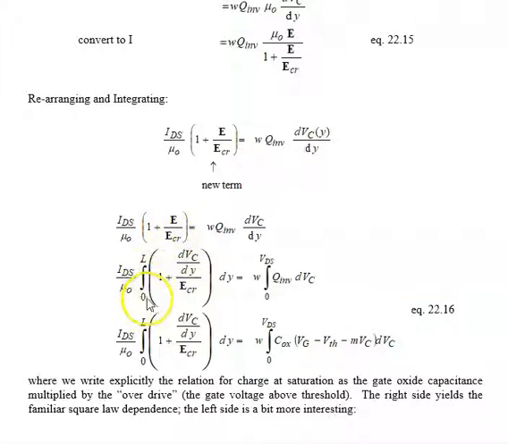We integrate from 0 to L, and we integrate along the channel from the source to the drain. At the source, the channel voltage is 0. At the drain, the channel voltage is VDS. So everything on the right side is exactly as it was before. Now we're going to include the increase in depletion charge.